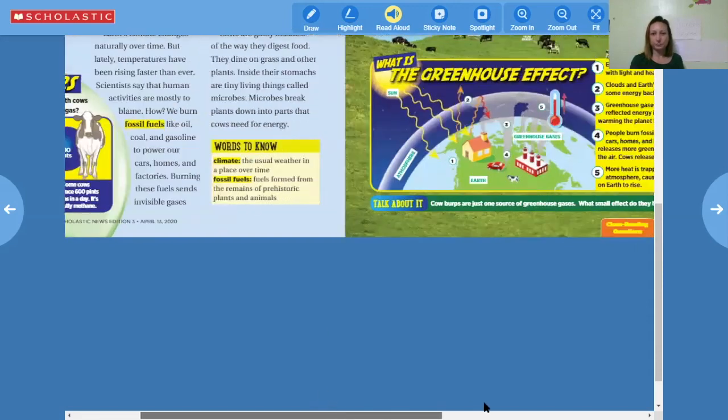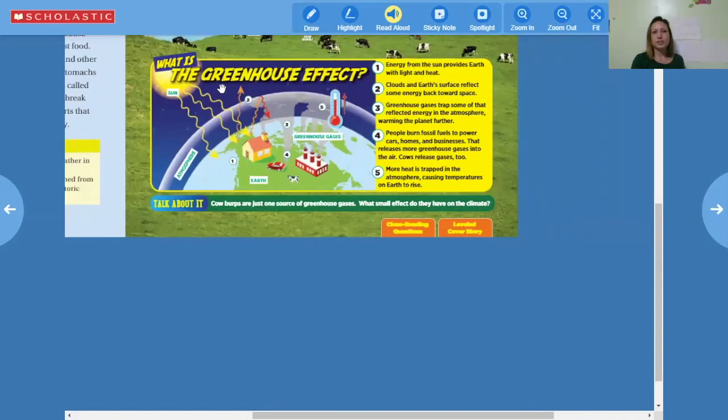What is the greenhouse effect? Energy from the sun provides Earth with heat and light. Clouds and Earth's surface reflect some energy back toward space. Greenhouse gases trap some of that reflected energy in the atmosphere, warming the planet farther. People burn fossil fuels to power cars, homes, and businesses. That releases more greenhouse gases into the air. Cows release gases too. More heat is trapped in the atmosphere, causing temperatures on Earth to rise.